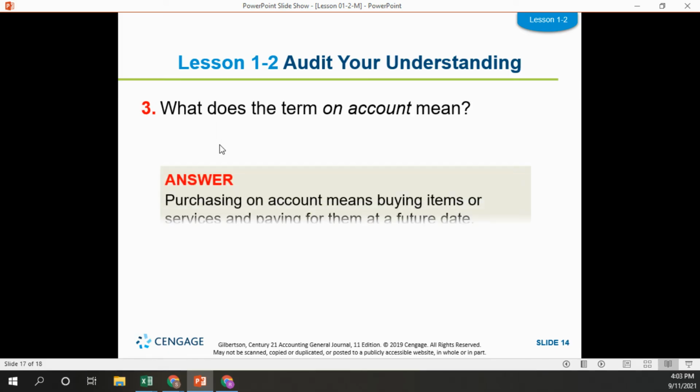What does the term on account mean? Purchasing on account means buying items or services and paying for them at a future date.